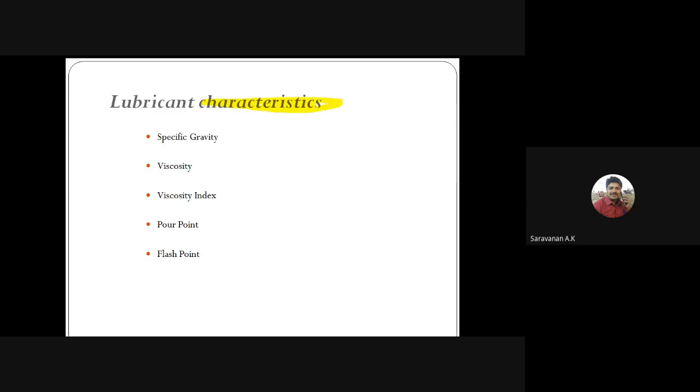What is the specific criteria? These terms will already be familiar to all, right? Whether it is familiar to all or not, what is the specific gravity? Anyone? What is the specific gravity?